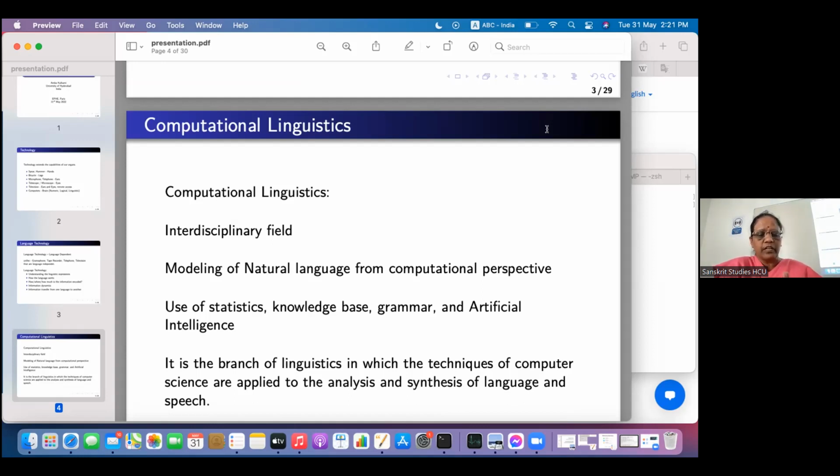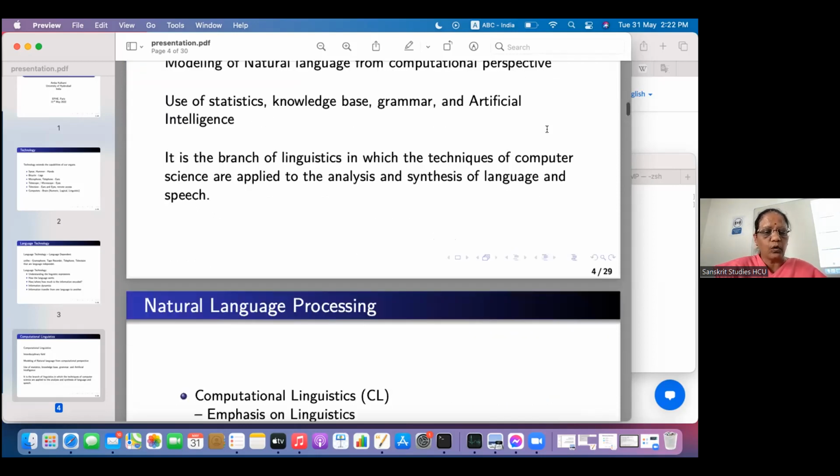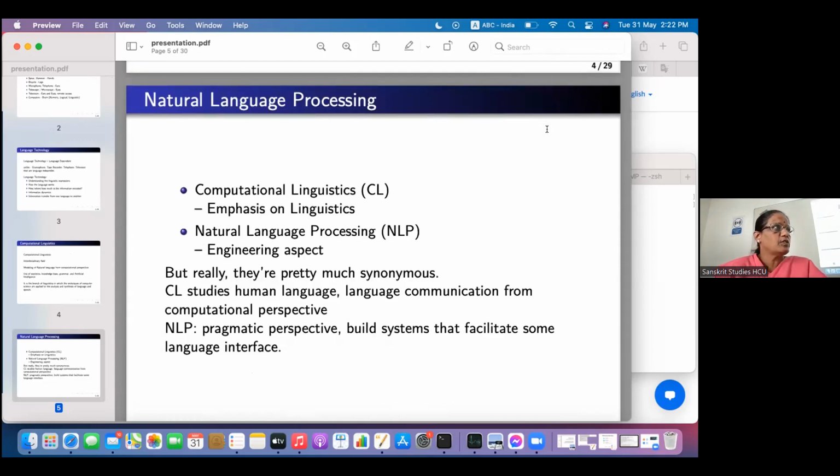So this computational linguistics may be considered as a branch of linguistics in which the techniques of computer science are being applied to the analysis and synthesis of language and speech. And of course, it's not just computer science, but later on, even statistics and other disciplines started playing a role. We also hear the term natural language processing.